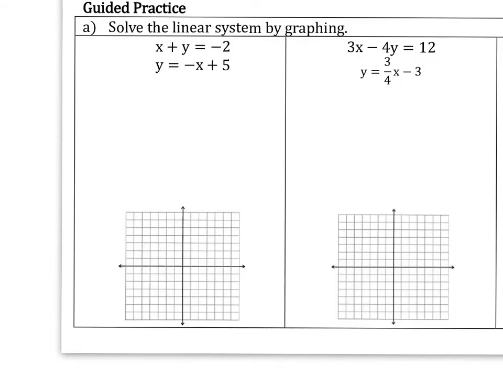Guided practice. Solve the linear system by graphing. So for the first system here, I can rewrite this in slope-intercept form. y equals negative x minus 2. And I'm going to graph this. I'm going to use slope-intercept form because it's easier for this case. Okay, shift down 1 unit and then 1 unit to the right. So this is negative 2 and this will be 1, negative 3.